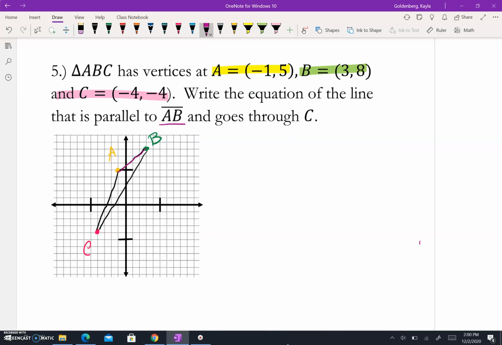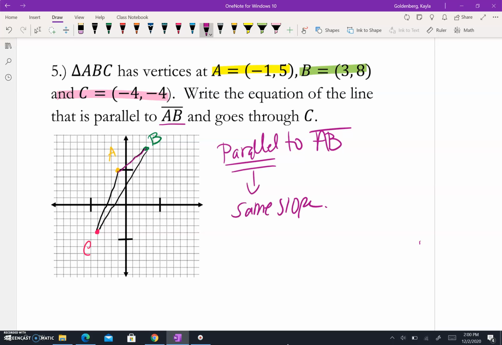Here's our segment. So we need to be parallel to segment AB and go through point C. So remember, parallel, we need to have the same slope. So what is the slope that is through A and B? Let's see, from A to B, I need my rise and my run. It looks like I'm going up 1, 2, 3. And I go over 1, 2, 3, 4. So it looks like your slope is up 3 over 4, up 3 to the right 4.